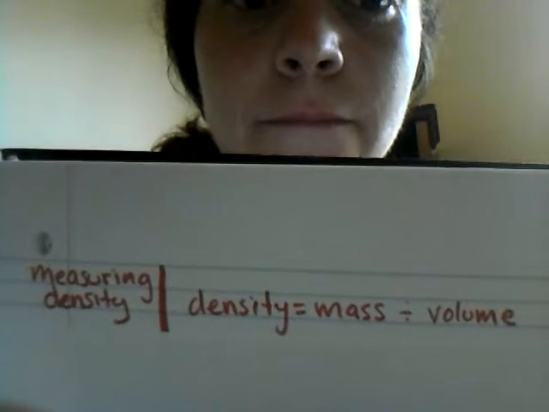So we're gonna write down our formula. We just have to take the amount of stuff inside a certain space. So we're gonna take the mass divided by the volume. We're gonna just do 2 examples today, and you're gonna spend the rest of the time practicing.